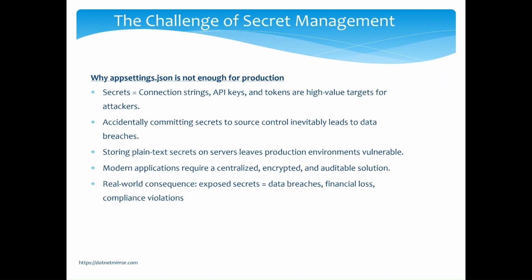Let's start with a hard truth. Appsettings.json is a fantastic tool for application settings, but it is not a secure vault for production secrets. Connection strings, third party API keys, and authentication tokens are high value targets for attackers. If you store these in plain text on your servers, your production environment is inherently vulnerable. Furthermore, if these files get accidentally committed to your source control, you are looking at an inevitable data breach. The real world consequences here are severe, ranging from massive financial loss to failing strict compliance audits. Modern cloud native applications absolutely require a centralized, encrypted, and heavily audited solution for secret management.